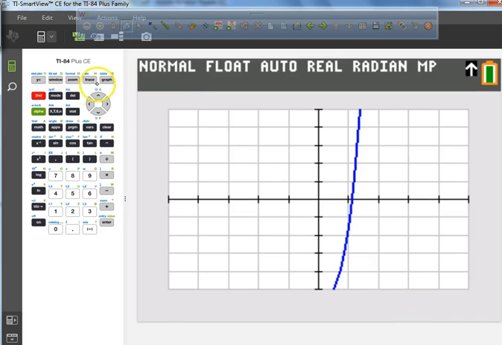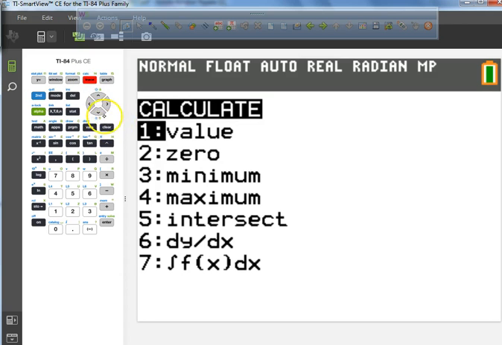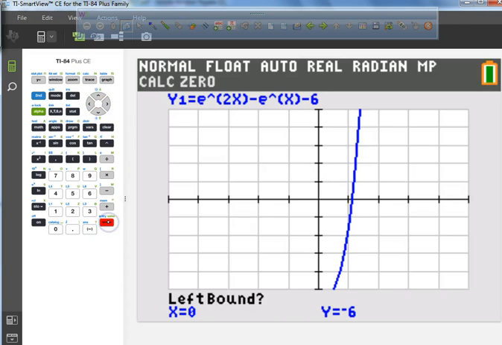And now I'm just going to check. Second trace, I'm going to check where it's a 0. I'm going to go over here for my left boundary. You should start seeing a cursor soon. There it is. All right, so right now, there's my left boundary.